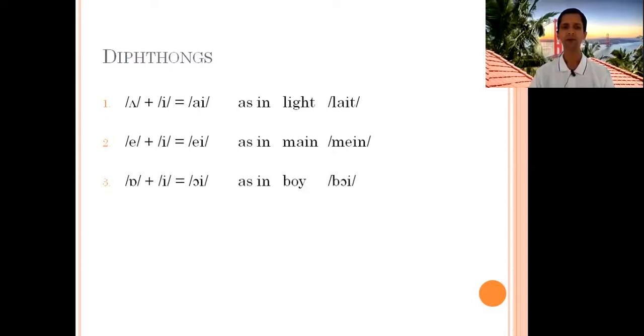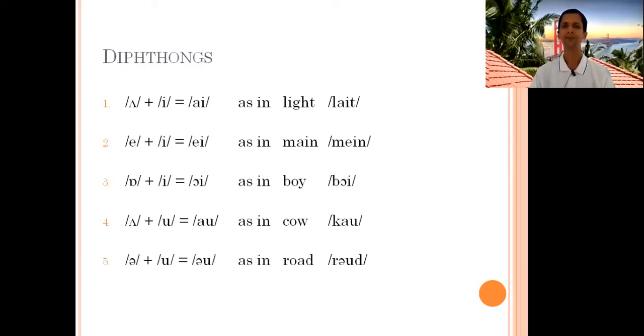The third sound is a combination of O and E, as in boy. O and E joining together to form the sound Oi, as in boy. The fourth diphthong is a combination of A and U, and the new sound is Au, as in cow. The fifth diphthong is a combination of schwa, that is A, and U, that is O, as in road.